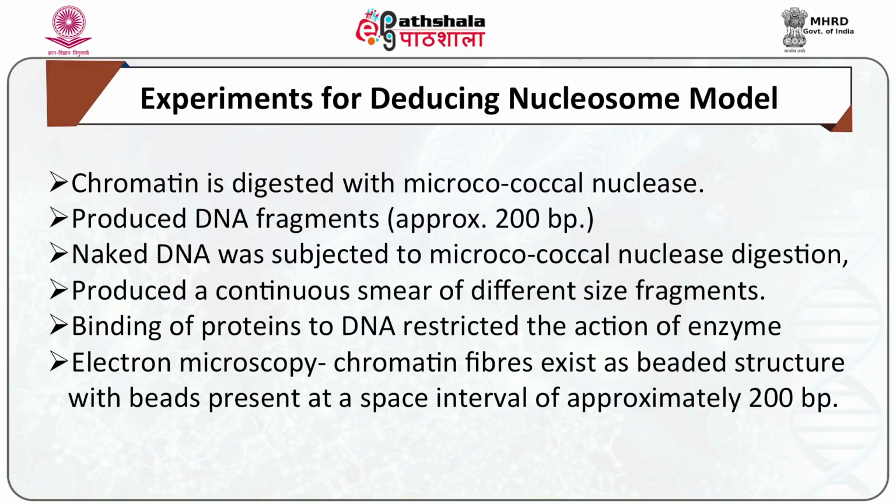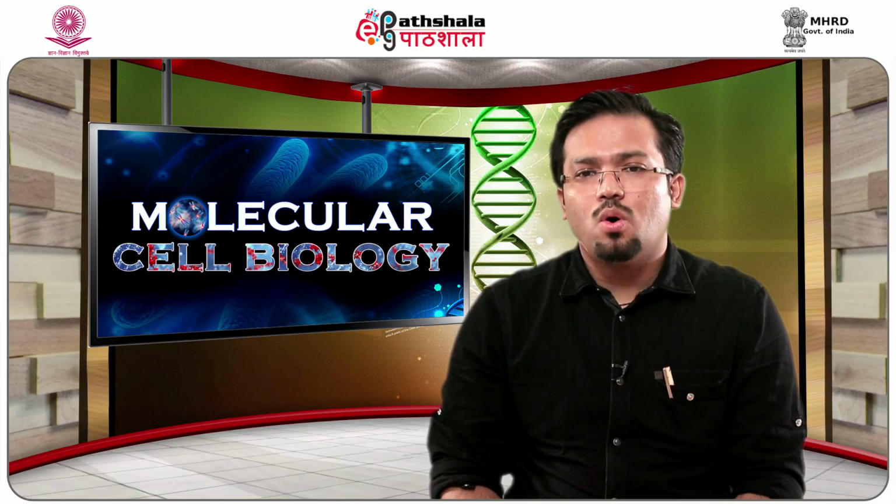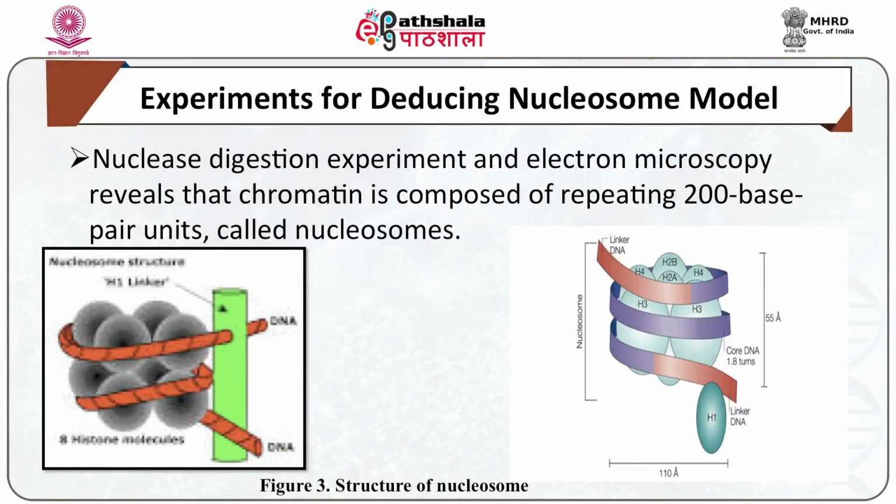Electron microscopy also revealed that chromatin fibers exist as a beaded structure in which the beads are present at space intervals of approximately 200 base pairs. Therefore, it can be suggested on the basis of the nuclease digestion experiment and electron microscopy that the chromatin is composed of a repeating 200 base pair unit, which is called the nucleosome, whose structure is shown in figure 3.